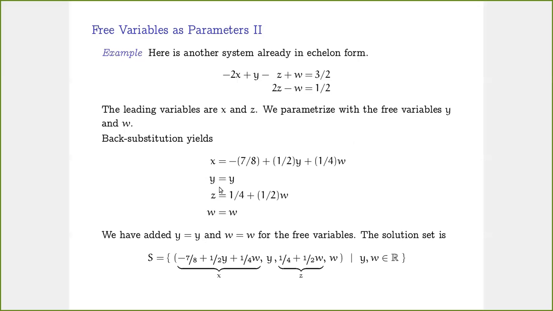So I have over here x, y, z, and w, which are the four slots. I can just read off the right-hand side and put them in the right place. This first expression here goes here, the y goes there, 1/4 plus 1/2 w goes here, and the w goes here. Again, y and w are unconstrained, so this is a useful formula for the solution. It's still a little bit congested because it's hard to see what's going on with all these terms, and we'll see a way to deal with that shortly. But that's it for now.